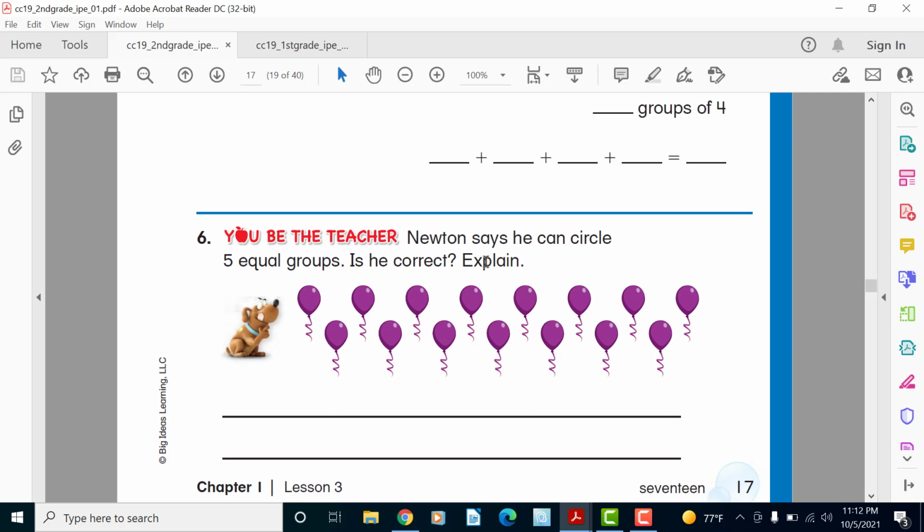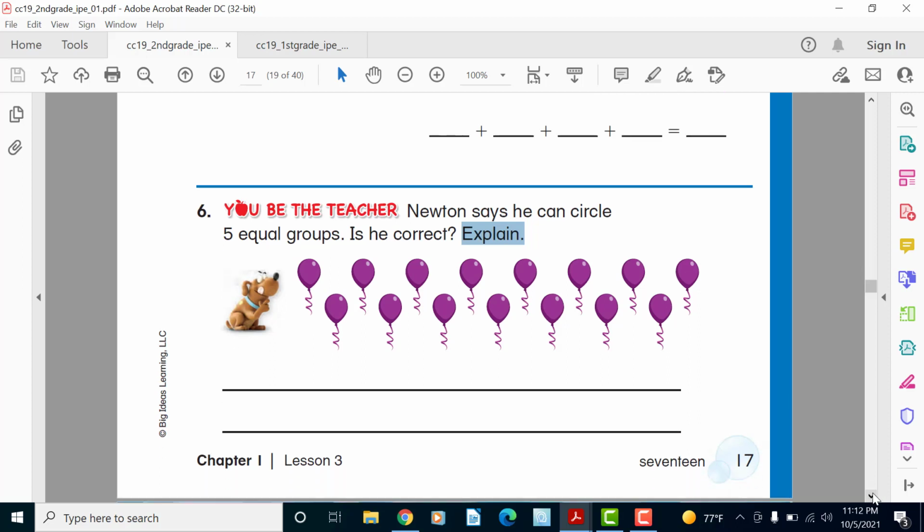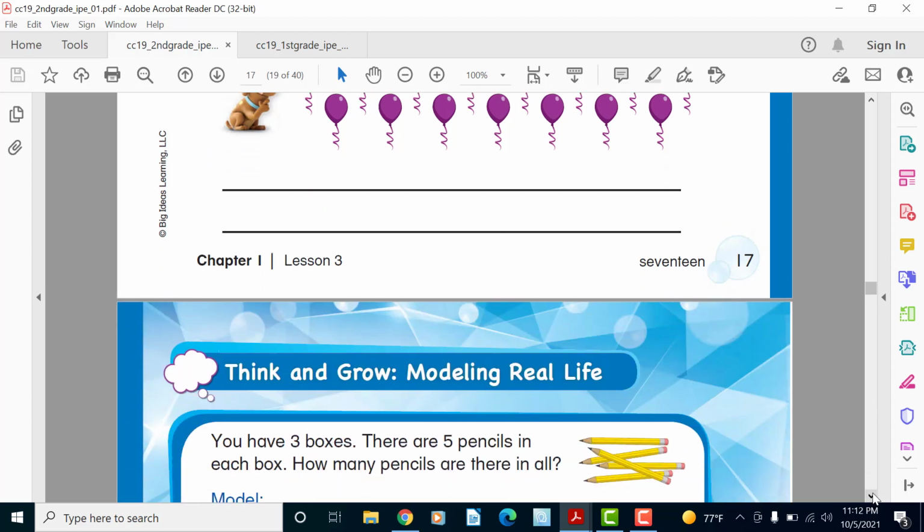And then down here, you're going to say, is he correct? Yes or no. But then, of course, remember yesterday? Explain. That's the most important part. How do you know he's correct? Or how do you know he's wrong? Do your best to write that here. If you don't know how to spell all the words, that's okay. If your reason is wrong, that's okay. But you need to take your best guess at explaining how you know he's right or wrong.